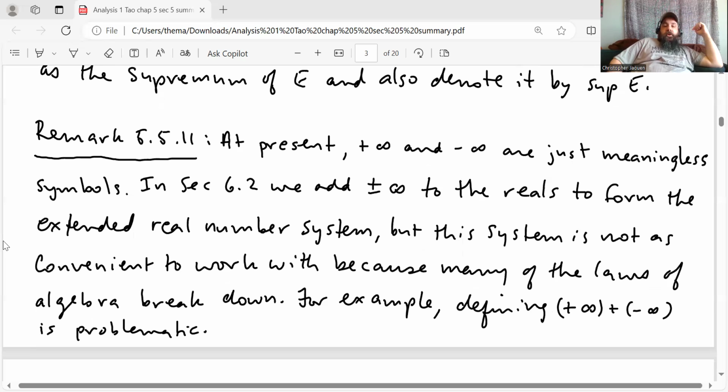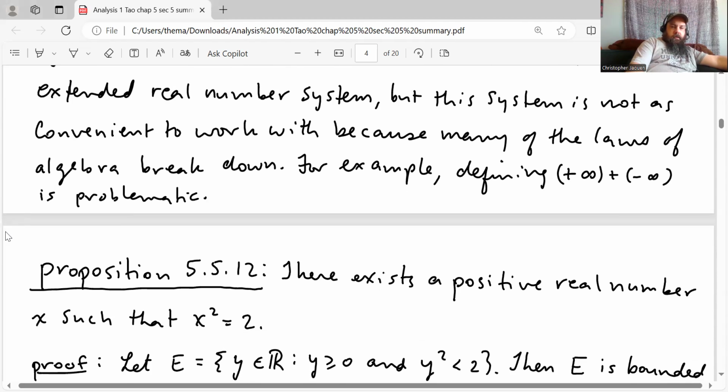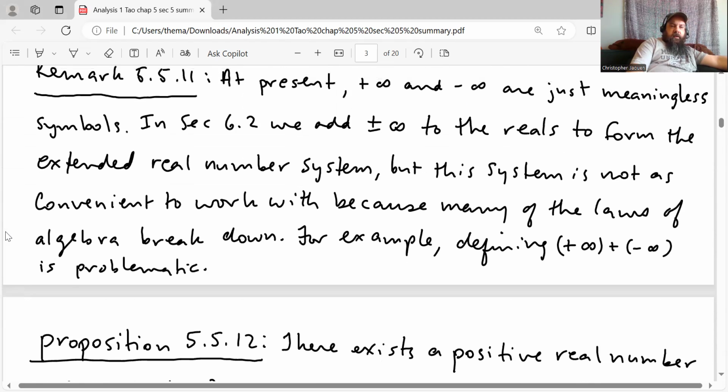In Section 6.2, we add plus and minus infinity to the reals to form the extended real number system, but the system is not as convenient to work with because many of the laws of algebra actually break down. For example, defining plus infinity plus minus infinity is problematic. So in 6.2, we'll extend our set of real numbers to the extended real numbers, which will be useful for certain things, not as useful for other things. But anyway, that's Tao's remark.